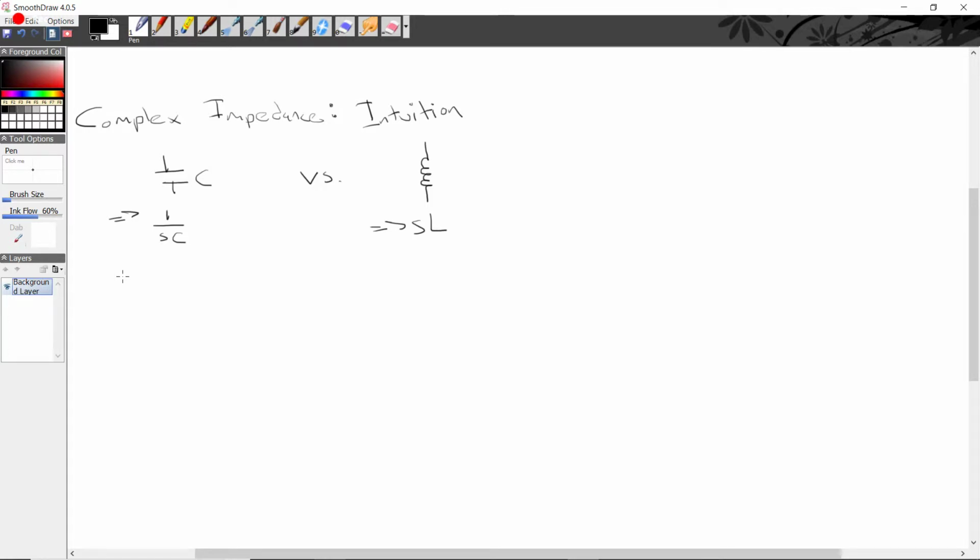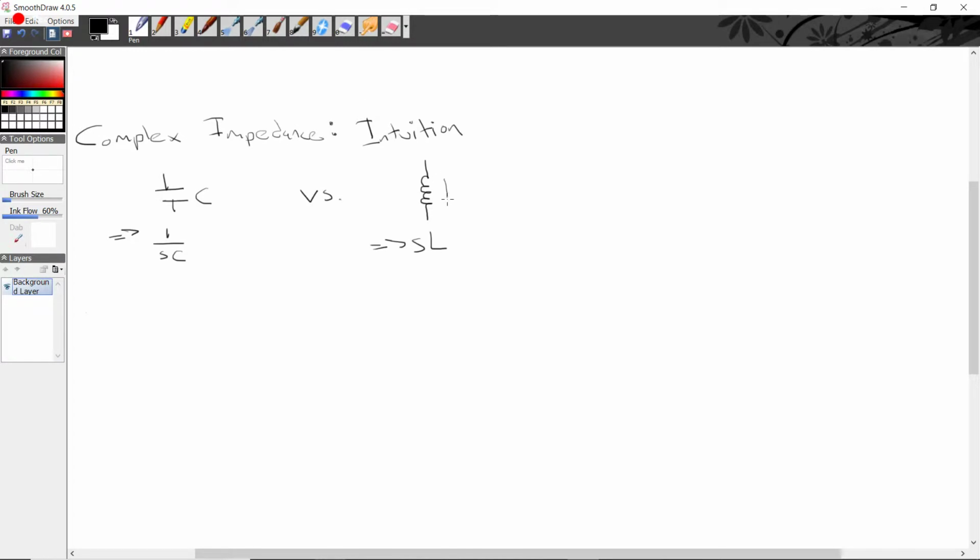Hey guys, so in this video I want to go over a little bit of the intuition as to why the complex impedance formulas for both capacitors and inductors are the way they are. As you can see here, I've drawn both a capacitor and an inductor, and the inductor's value is L, and I'm drawing their corresponding complex impedance formulas.